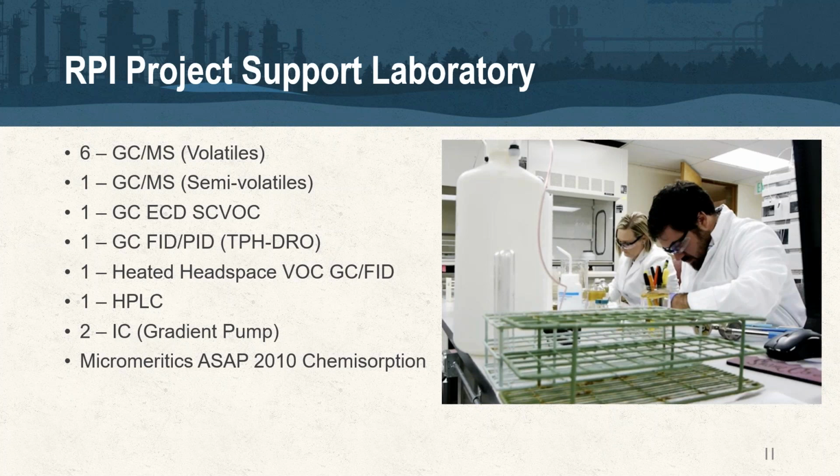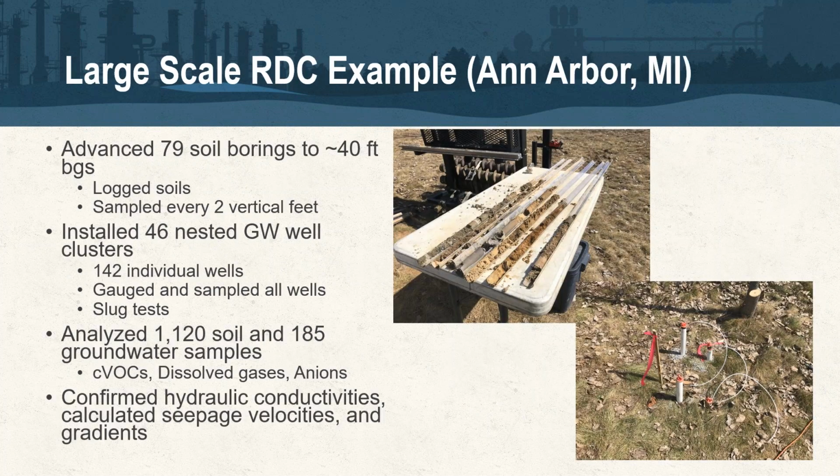So here's just an example of a very large scale. This is our largest scale RDC, I think, that AST has implemented. So this is not your average site, obviously. We work all the way down to corner gas stations, small dry cleaners, where maybe you're advancing 5 soil borings, sending 30, 40 soil samples to RPI. Well, this is on the other end of that.